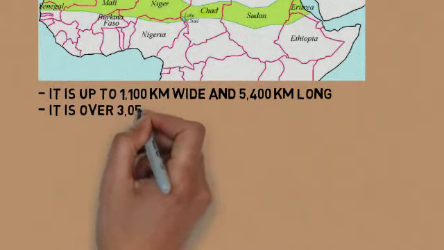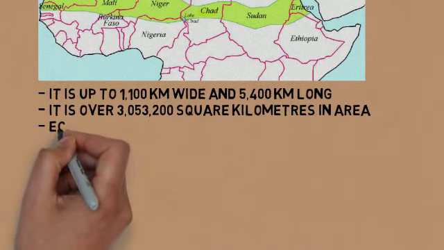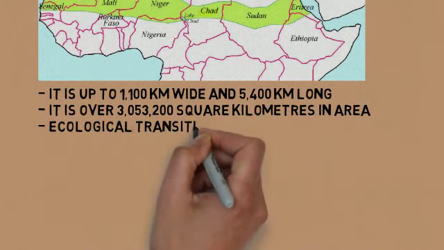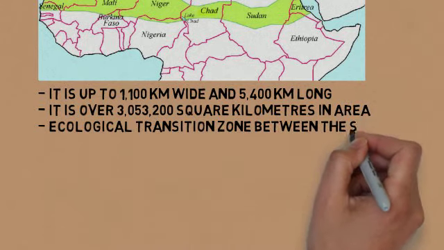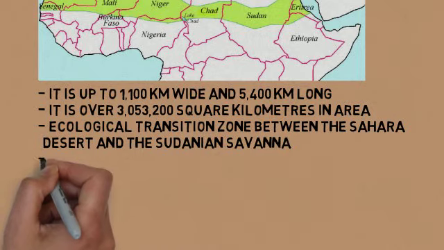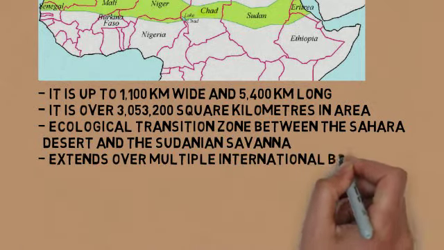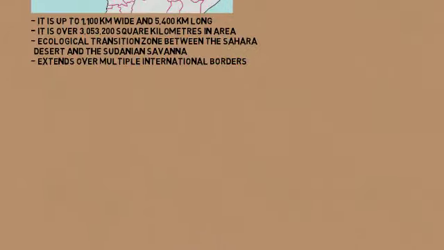It is over 3 million square kilometers, and the land consists of a mostly flat, semi-arid landscape that serves as an ecological transition zone between the Sahara Desert and the Sudanian Savanna. It extends over international borders while affecting Burkina Faso, Cameroon, Chad, Gambia, Mali, Mauritania, Niger, Nigeria, and Senegal.